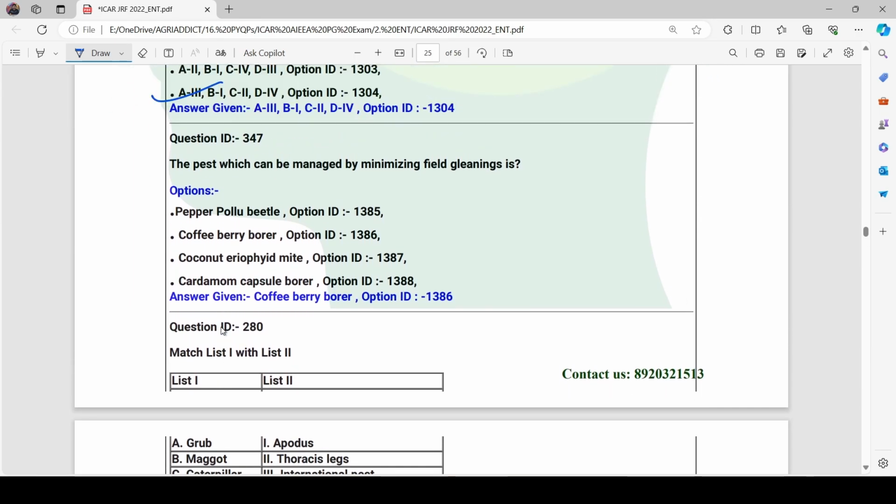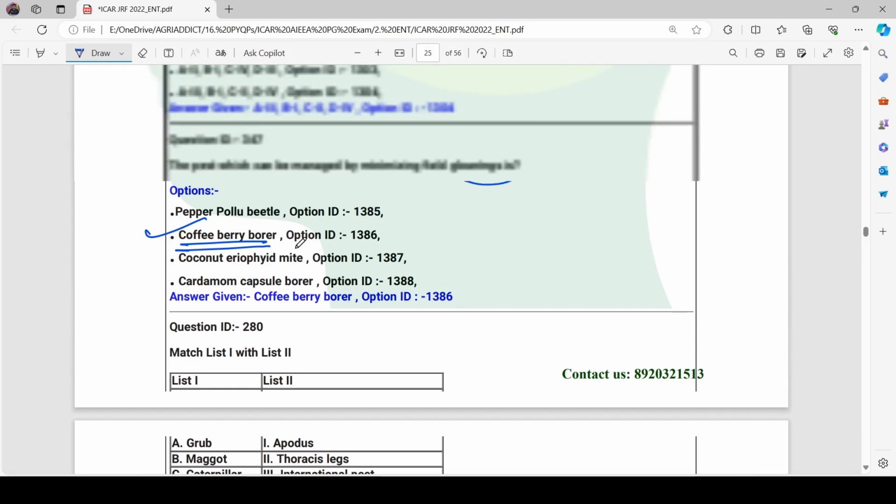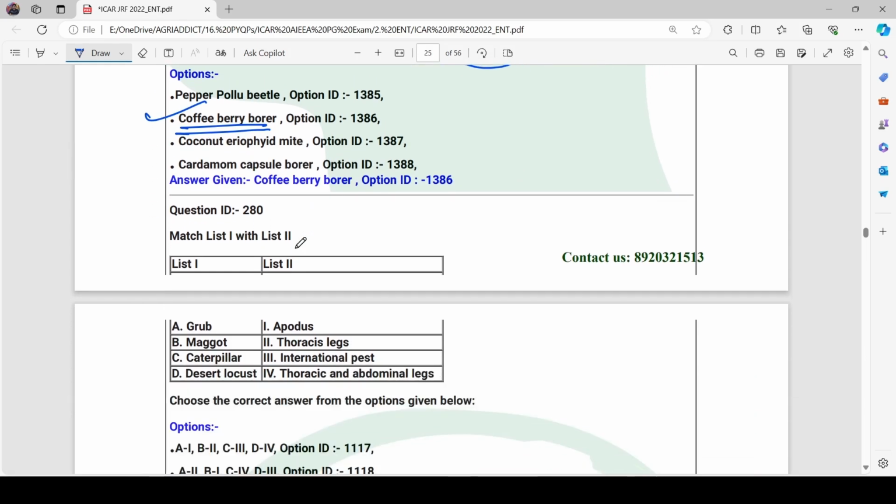The pest which can be managed by minimizing field gleanings, the answer will be coffee berry borer or Hypothenemus hampei. It's an introduced pest of coffee in India. So for coffee berry borer, gleaning is important.